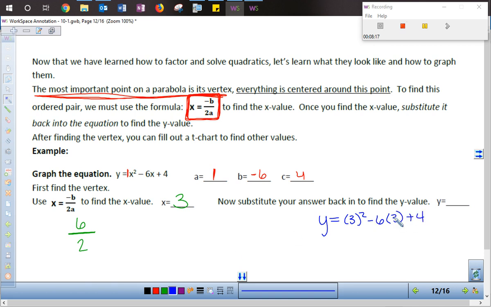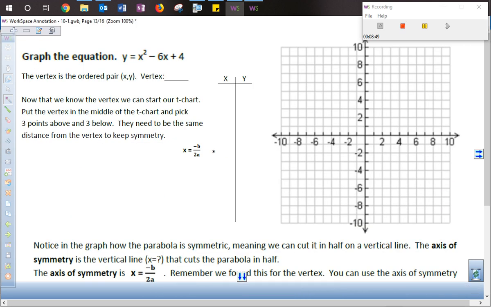Now, I know we can put this in our calculator, but let's just practice our mental math skills. We're going to start by taking 3 squared, which is 9, minus 6 times 3, which is 18, and plus 4. Now finally, I can take 9 minus 18, which gives me negative 9, and add that to 4, and I get a y value of negative 5. That means 3, negative 5 is the vertex for my parabola. That's going to go right here, 3, negative 5.